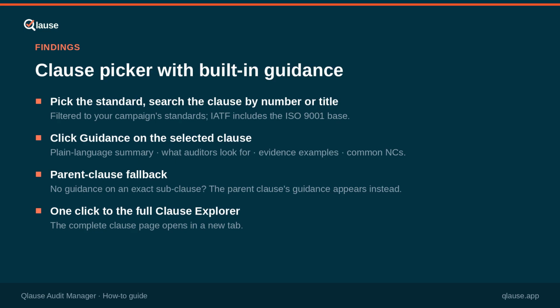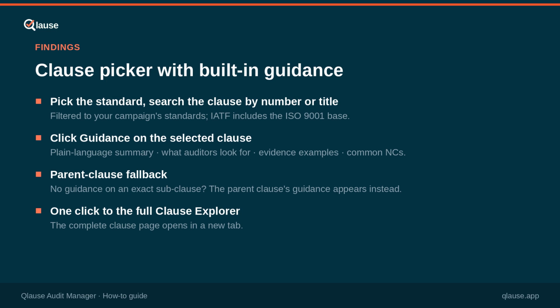Next, anchor the finding to a clause. Pick the standard, then search the clause by number or by title. The list is filtered to the standards your campaign covers, and an IATF campaign automatically includes the ISO 9001 base clauses. Once a clause is selected, click Guidance. A panel opens with a plain language summary of the clause, what auditors look for, examples of evidence, and the common nonconformities seen against it. And if you need the full picture, one click opens the clause in the Clause Explorer.